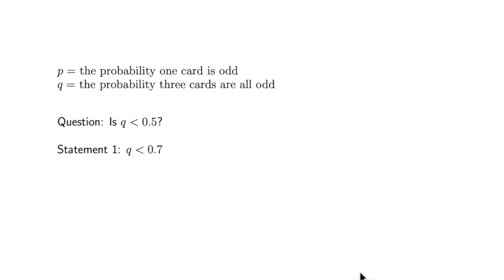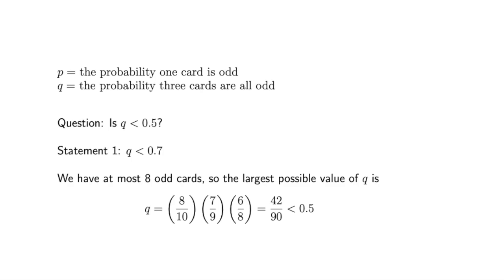And so if we imagine we have 8 odd-numbered cards, the most we could possibly have, and work out what Q would be in that case, we find Q is 8/10 times 7/9 times 6/8, and if you cancel the 8, that's equal to 42/90, which is less than 0.5. So the largest value Q could possibly have here is less than 0.5, and so statement 1 is true. We know Q is less than 1/2, and statement 1 is sufficient.